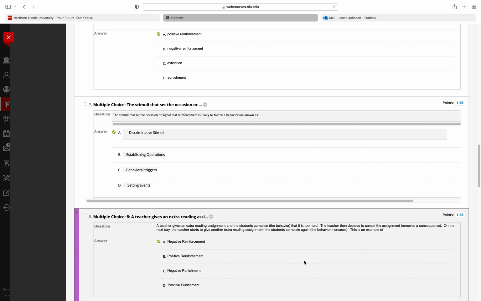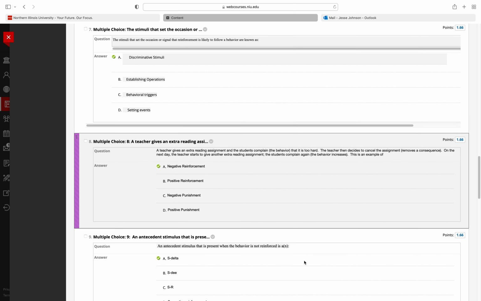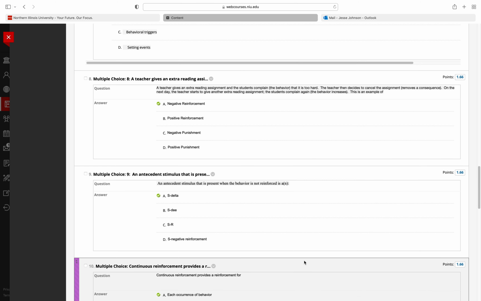Stimulus that sets the occasion or signals for behavior, that's discriminative stimulus. I think everybody got that right. This one a few people missed.